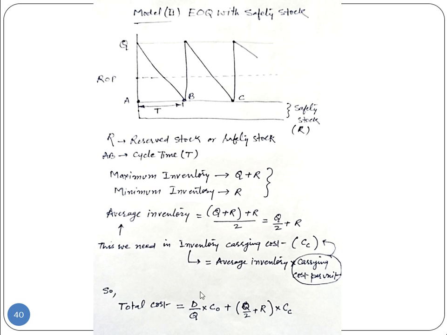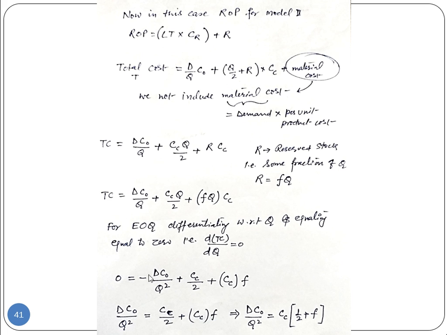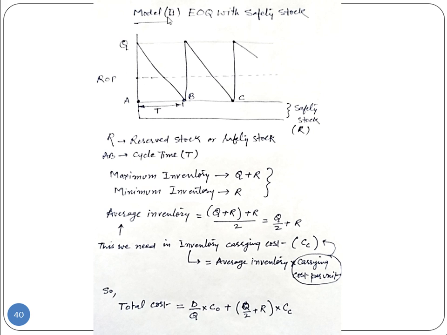So total cost becomes D upon Q. D is the annual demand, Q is the lot size. Now at this point we do not know that this Q is optimum. After the derivative, whatever Q we find becomes the optimum value. So this is the average inventory, this is the carrying cost per unit per year. So for the total cost we would do the derivative over there.